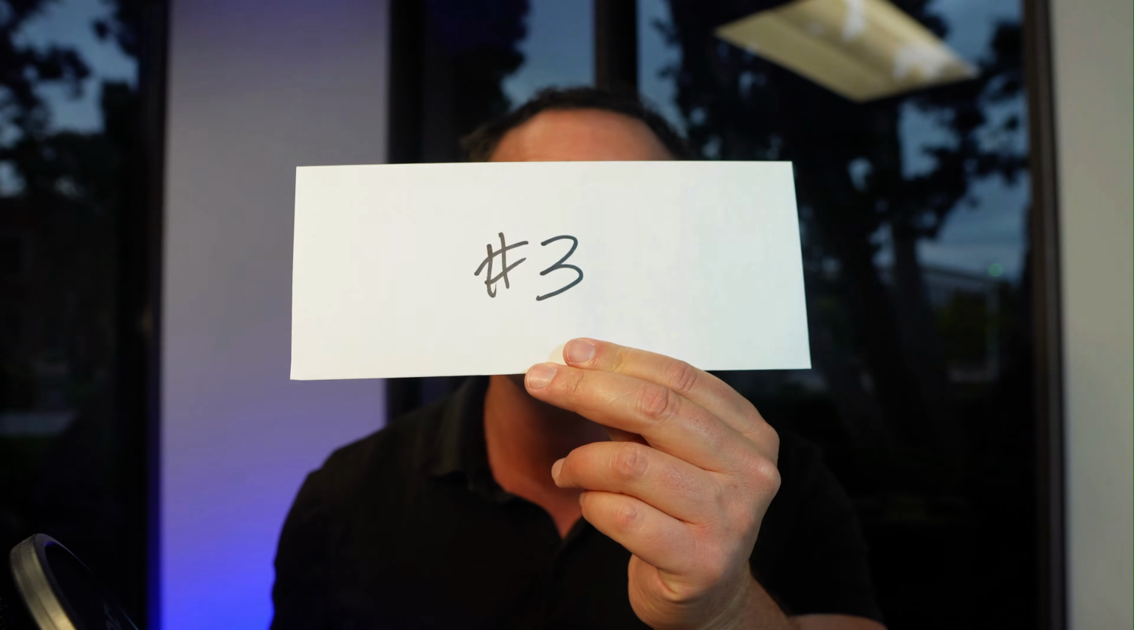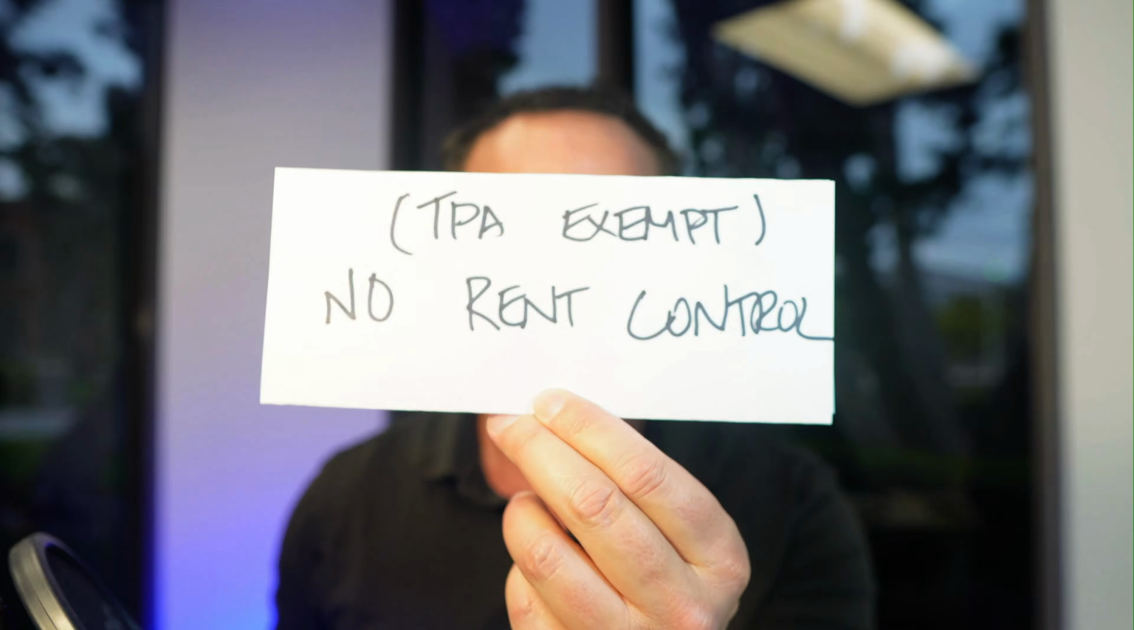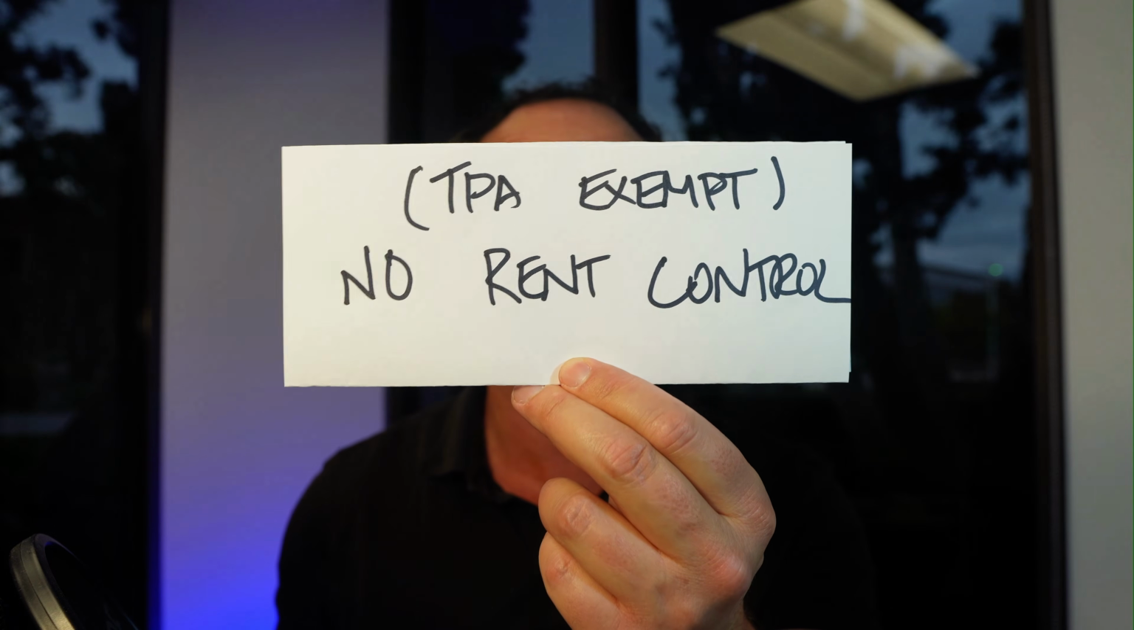And finally, in envelope number 3, no rent control, Tenant Protection Act exempt. These properties have no rent cap, so theoretically a landlord can increase the rent as much as they'd like. In order for a property to qualify for this, it can't be owned by a big corporation. It must be a single-family home or a condo or an owner-occupied duplex. Additionally, larger buildings that are 15 years or newer are also exempt.